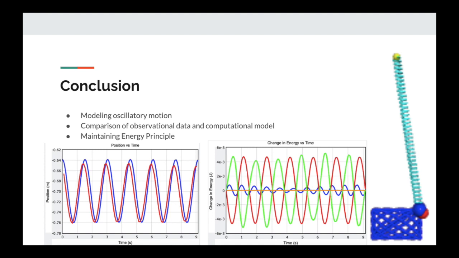When we use the constants of the spring calculated from both oscillatory motion in the x and y direction, the model differs in varying degrees from our observational data. Nevertheless, in all three instances, we see the energy principle being maintained.